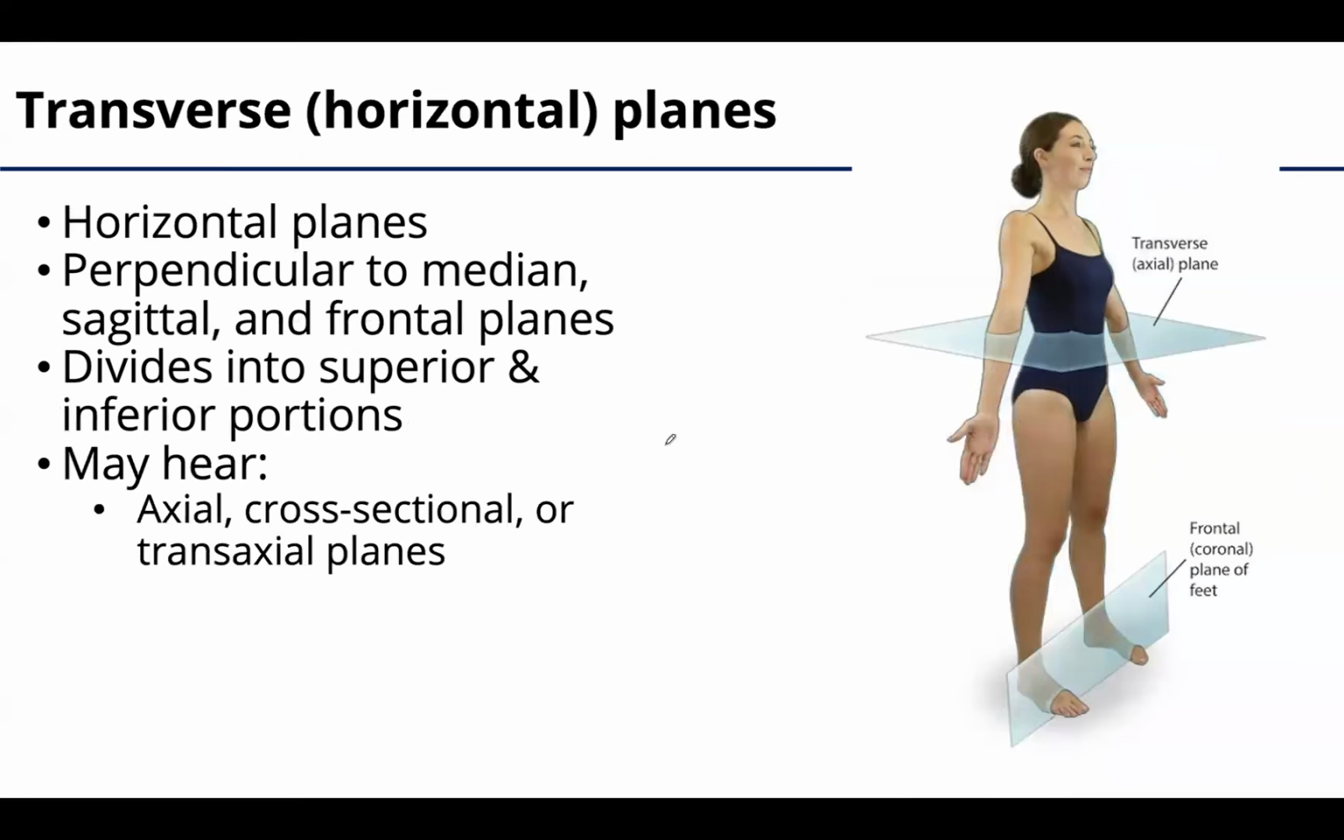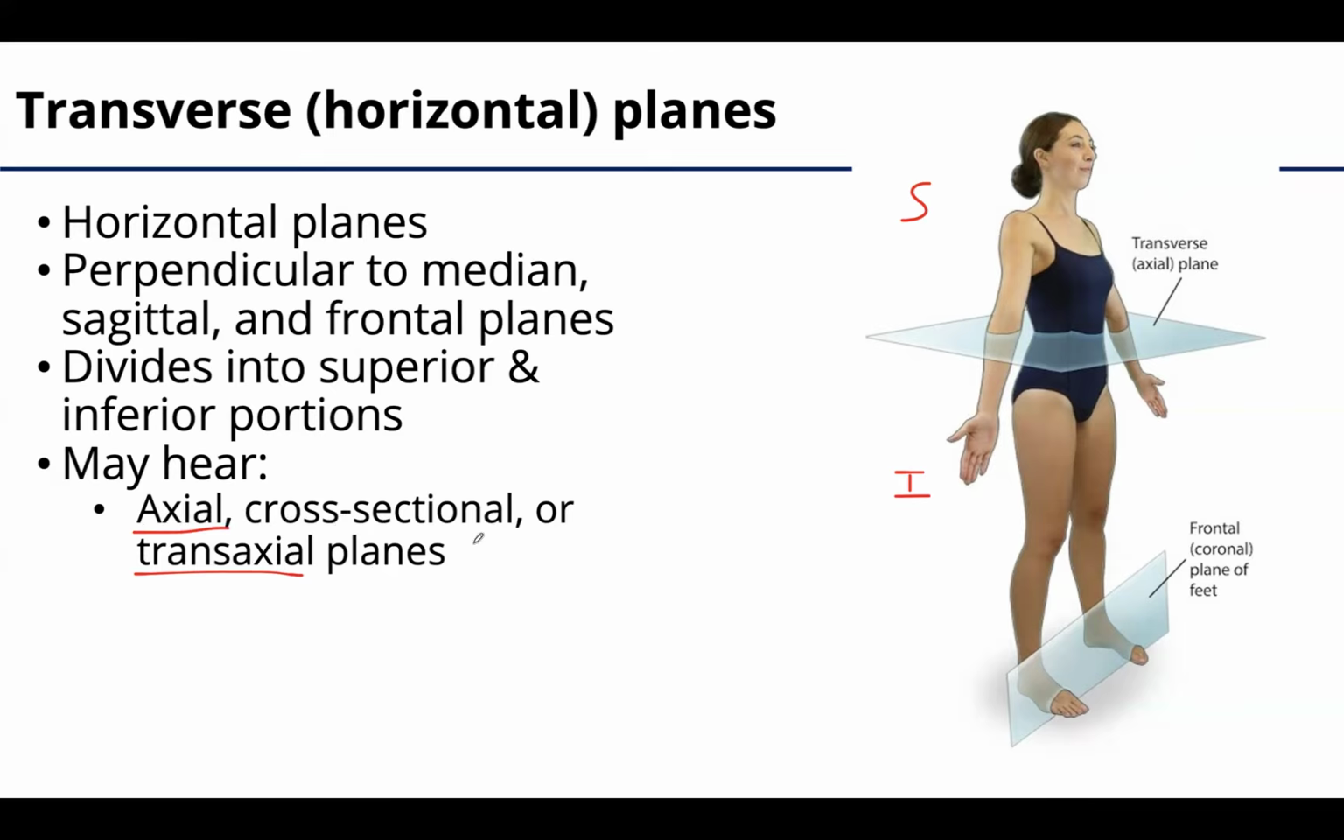The last type of plane is a break from the pack in that it is transverse, sometimes referred to as horizontal type of plane. So these are going to be horizontal, not vertical planes. The transverse plane runs perpendicular to the median, sagittal, and frontal planes. It divides the body into superior and inferior portions. Now, radiologists often refer to this type of plane as transaxial, or sometimes they just shorten it to axial planes. And you may also hear this type of plane referred to as a cross-section.